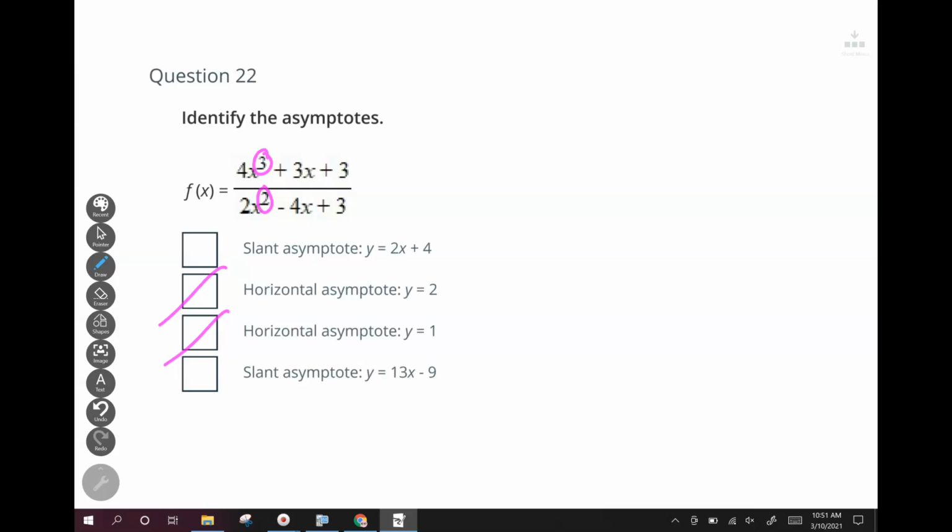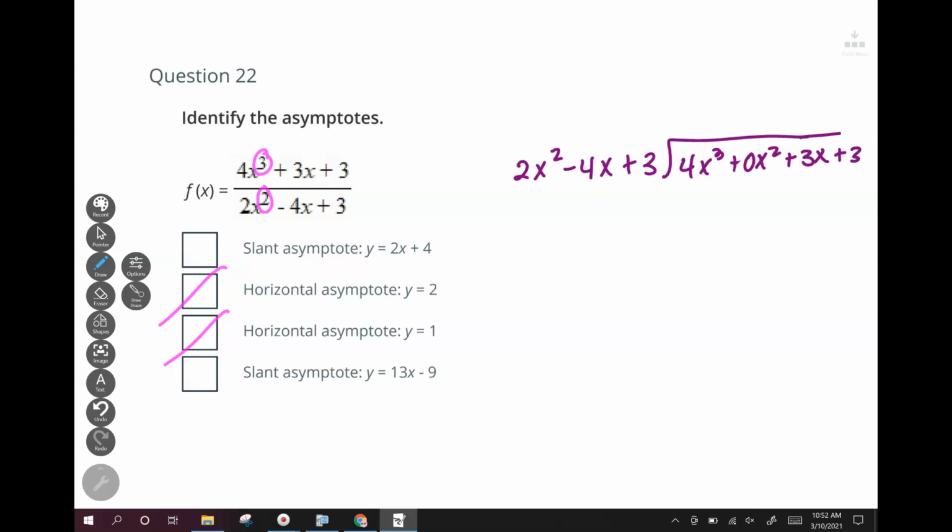You can't use synthetic division on this one because what you're dividing by is not linear. It's not just x minus 3, something easy like that. So you need to use long division on this one. So let's go over that. 2x squared minus 4x plus 3. In the box, I've got 4x cubed, insert a 0x squared, plus 3x plus 3.